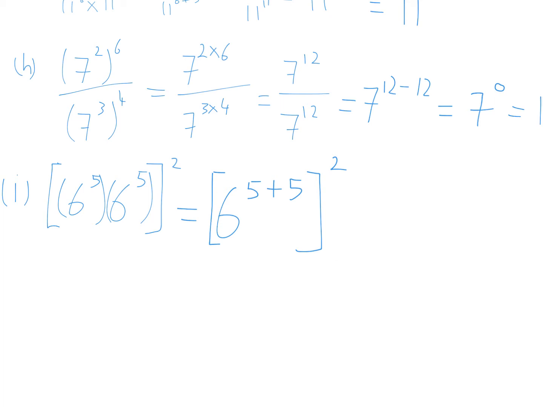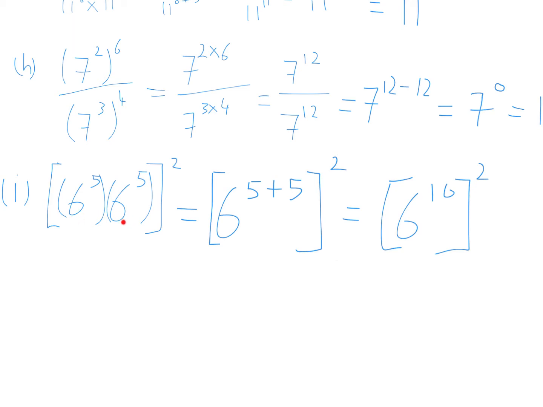So we can simplify that. 6 to the power of 5 plus 5 will be 6 to the power of 10. And then square that out here. Again, just remember that if you've got 2 terms next to each other in brackets and there's nothing in between, you just multiply those terms.